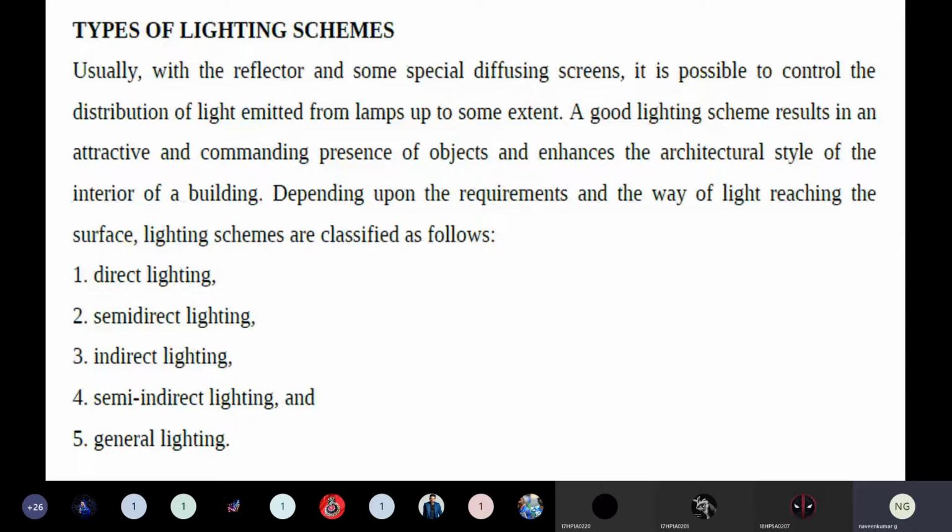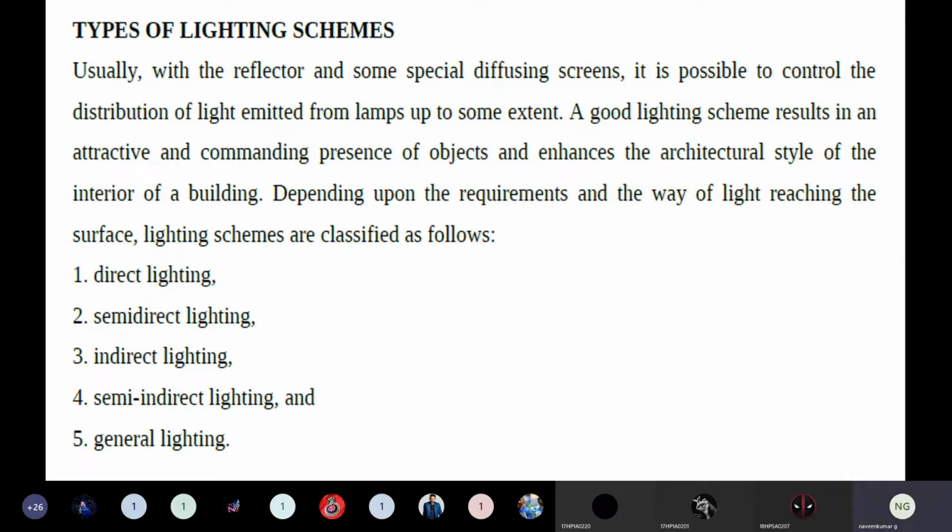So here, a good lighting scheme results in an attractive and commanding presence of objects, number one, and it enhances the architectural style of the interior of a building. It may be the interior of a building or the exterior of a building. So depending upon the requirements and the way of light reaching the surface, the lighting schemes are classified broadly into 5 different types.